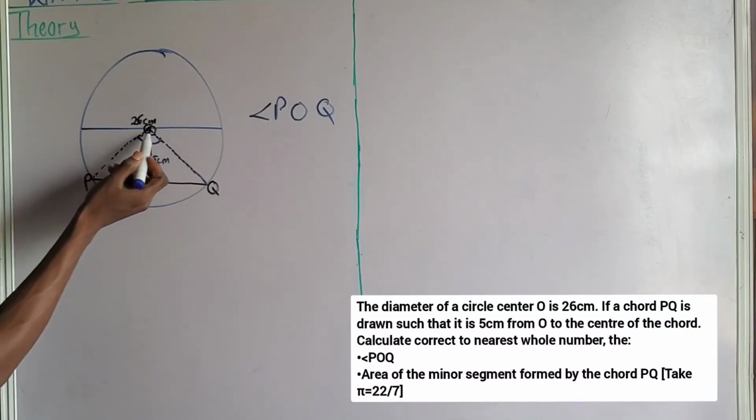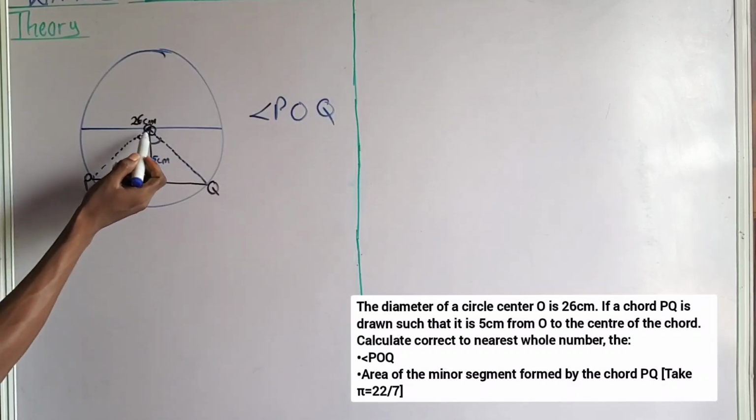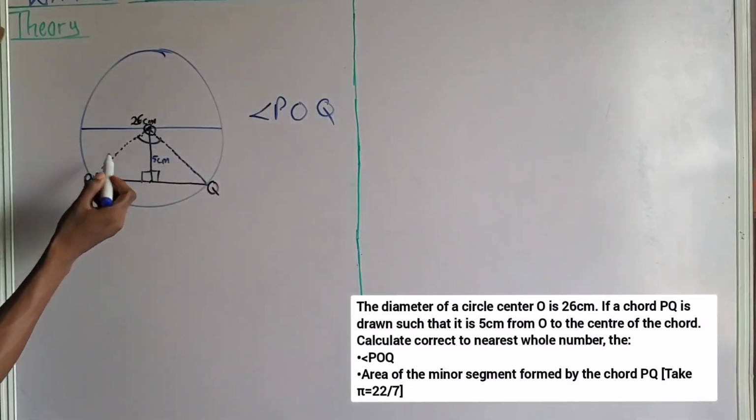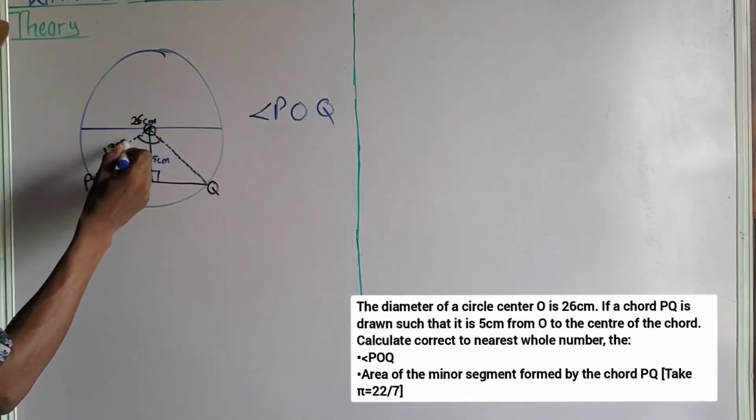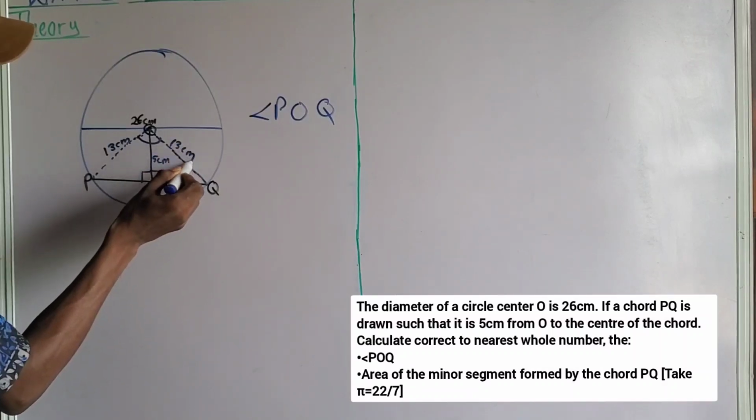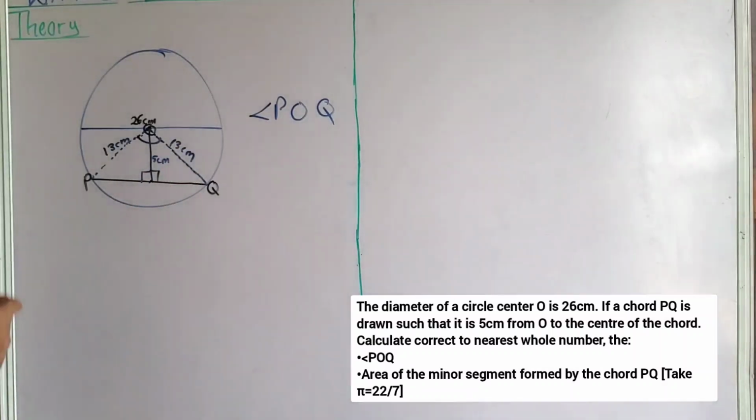So, because it comes from the center of the circle to this point, and another radius comes from the center of this circle to this point. So, this is what? 13 centimeters, and this is what? 13 centimeters. I'm very sure you understood how I got the 13 centimeters.